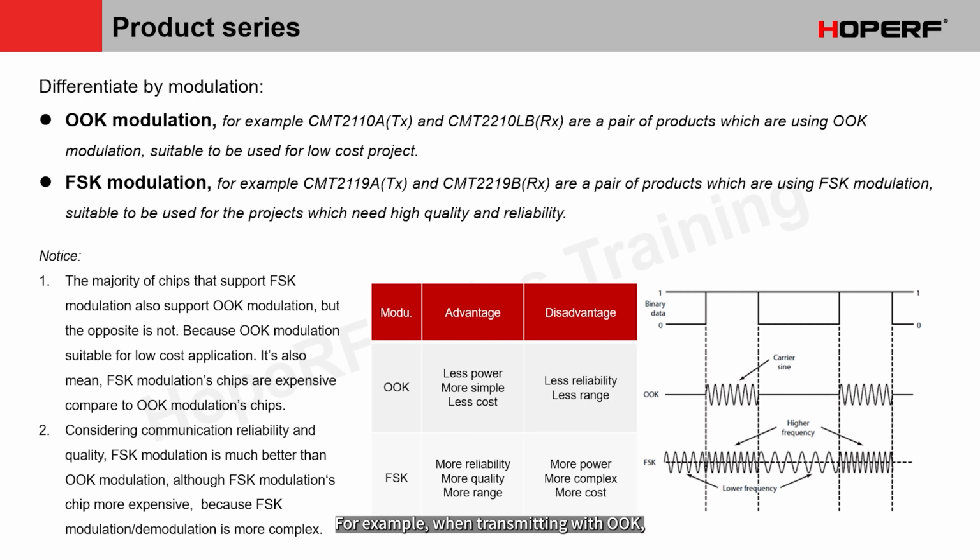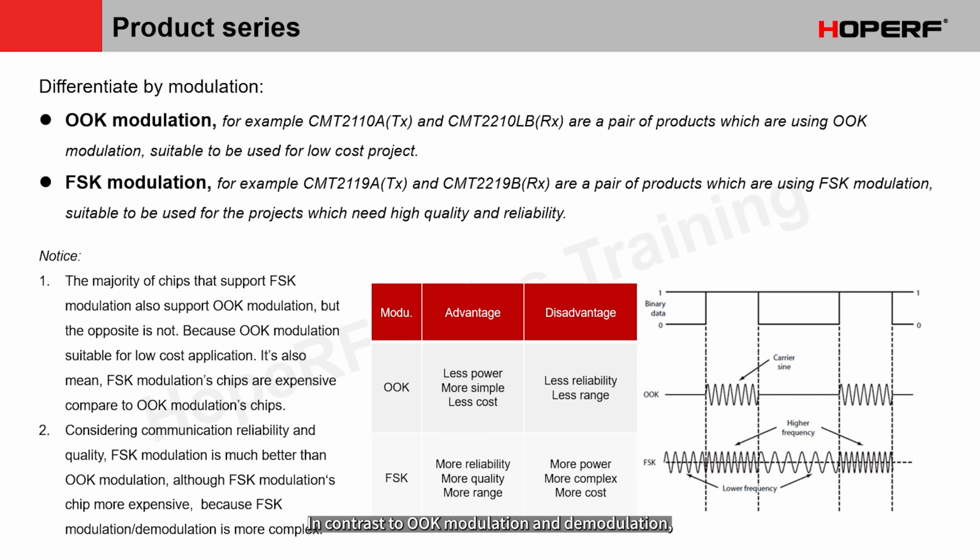For example, when transmitting with OOK, only when data 1 is sent does it consume relatively more power. When transmitting data 0, it actually consumes less power. Therefore, on average throughout the entire transmission process, it requires less power.